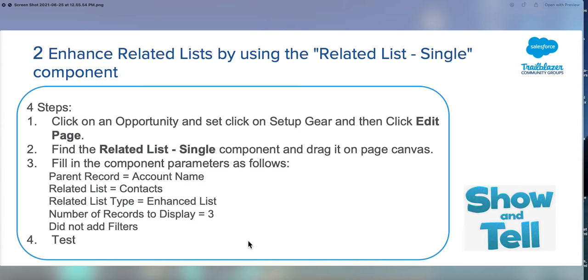The four steps to do this are to click on the opportunity and set, and then click on this setup gear, and then edit the page. Then find the related list single component and drag it onto the canvas page. And then fill in the component parameters as follows, and then test it. So let me step you through that process.